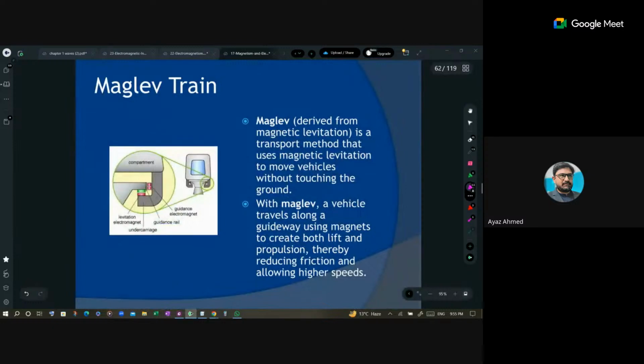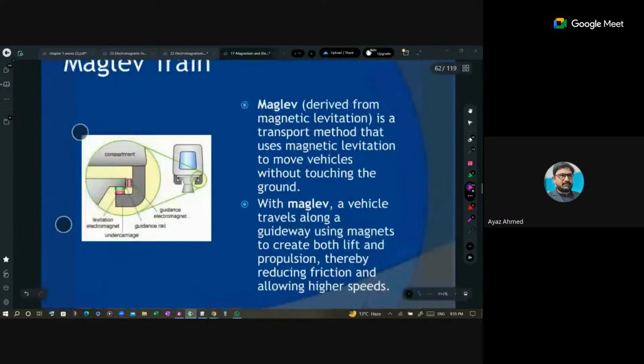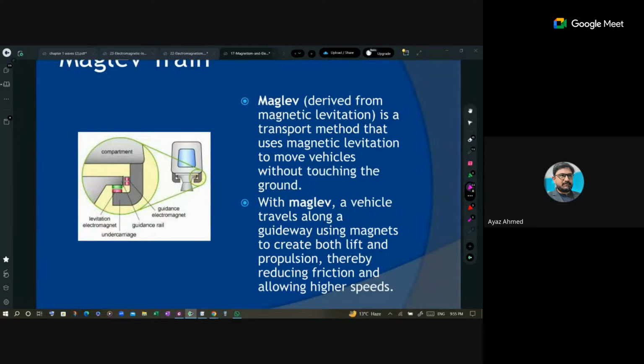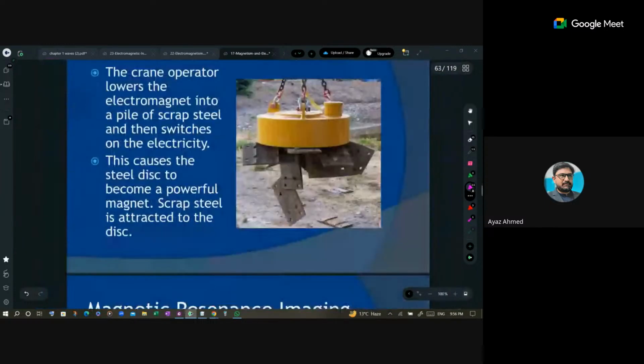Then maglev trains. This is a very giant technology of magnets. We suspend very heavy loads by balancing the magnetic fields, just like your train. So magnetic levitated trains are driven on magnetic levitation. Levitation means suspension. It is a transport method that uses magnetic levitation to move vehicles without touching any ground. It reduces friction significantly. That's why they are highly efficient. But there are some disadvantages of these as well.